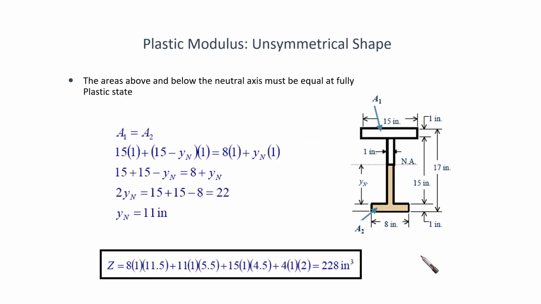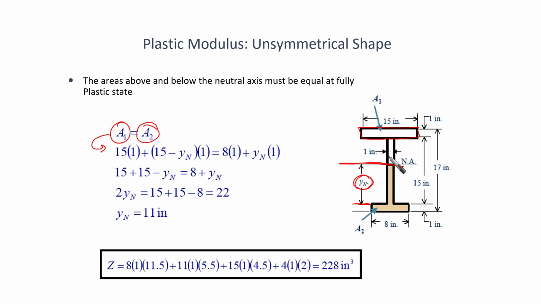So in this case, we are going to equate A1 and A2, but we are going to assume one parameter that is unknown for us, which is yn, the distance from the top of the bottom flange to the neutral axis, which we do not know where it is. We are just going to assume it yn, then develop everything based on this. We say area 1 equals the area of this flange. We know everything about it.